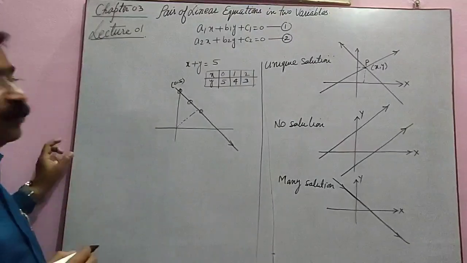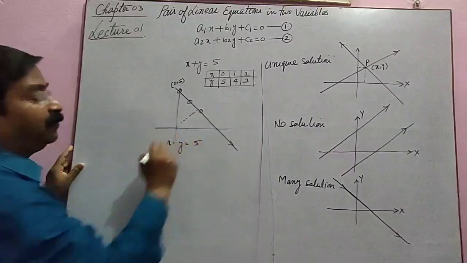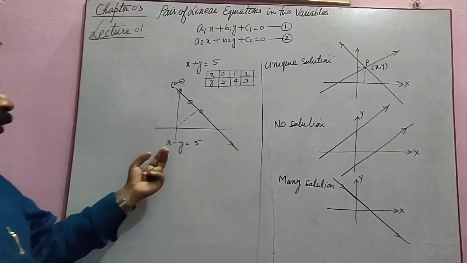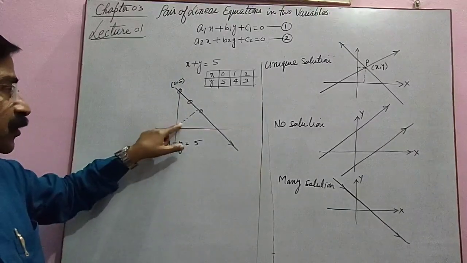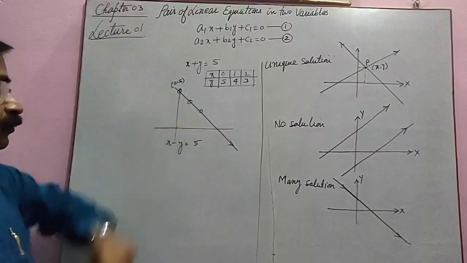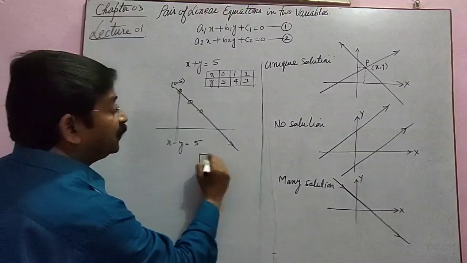Suppose I am changing the equation. I am taking x minus y is equal to 5. Here the coefficients are changed. I am removing this line. So again, plot this graph. What do we have, let's see.